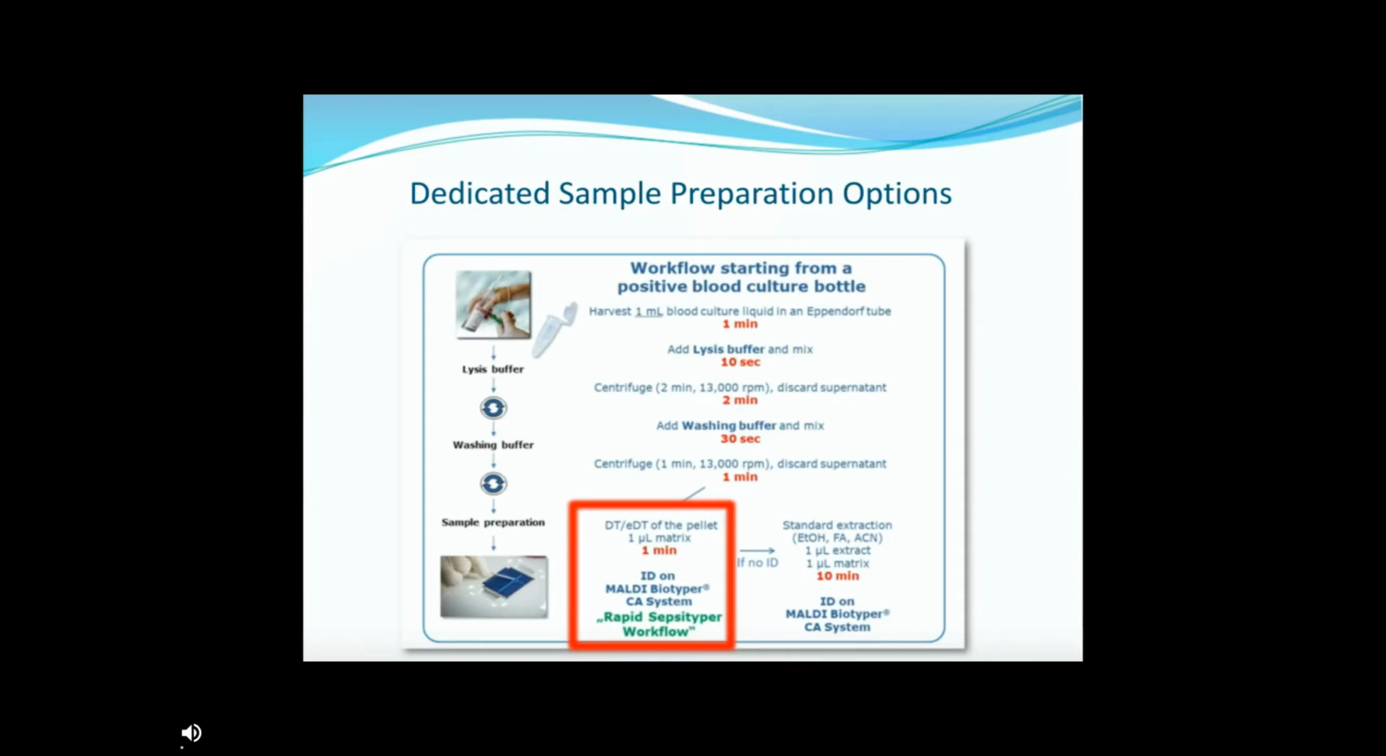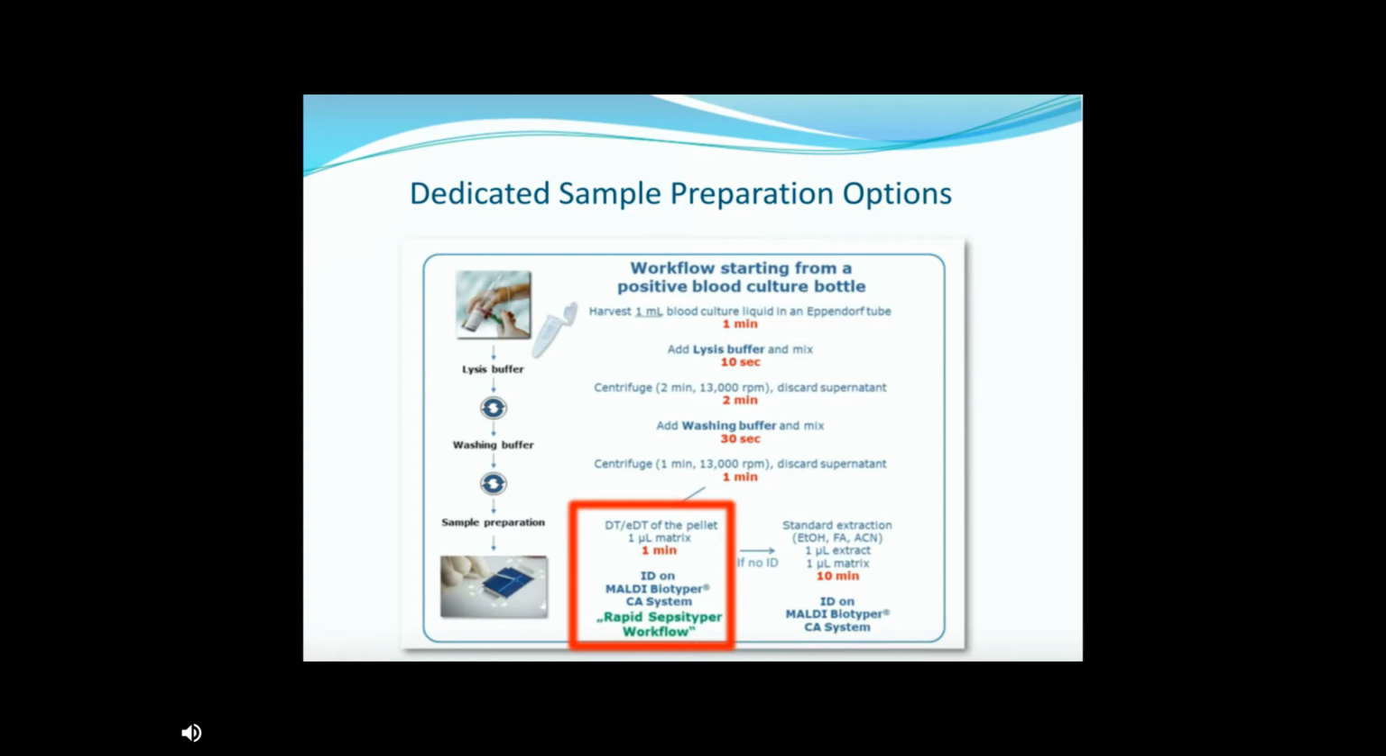So this is how we perform the Sepsityper in the laboratory. We pull the blood off. We have our aliquot. We take 1 ml and we put it into the Eppendorf tube. From there, we add 200 microliters of the lysis buffer. We mix that, and then we centrifuge that for 2 minutes.